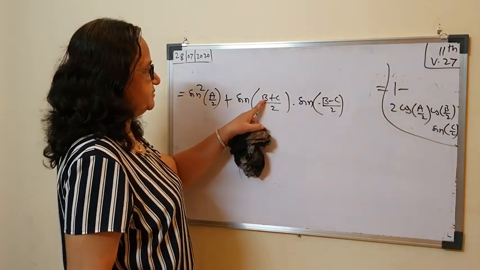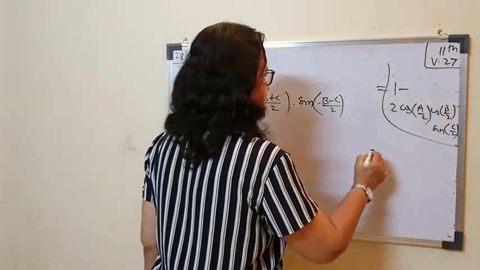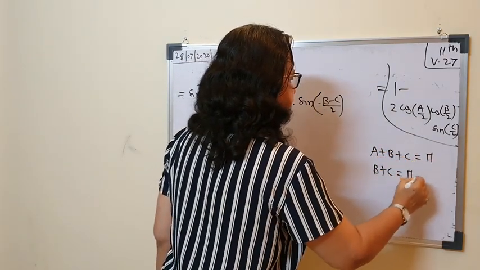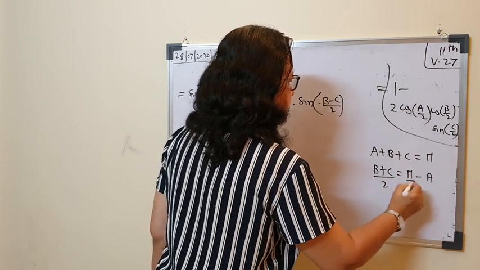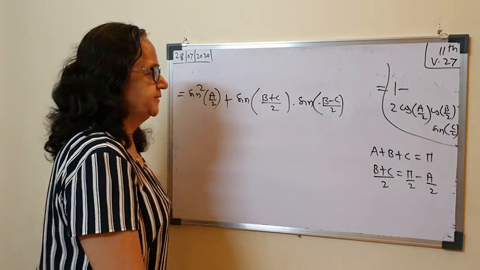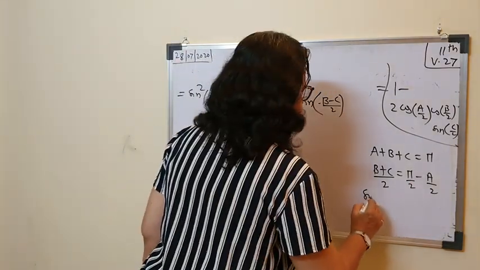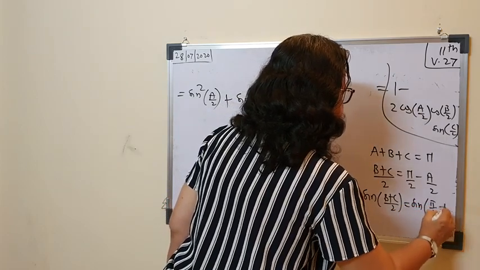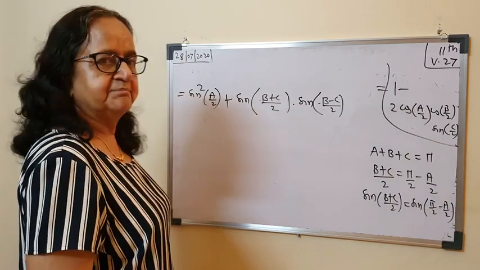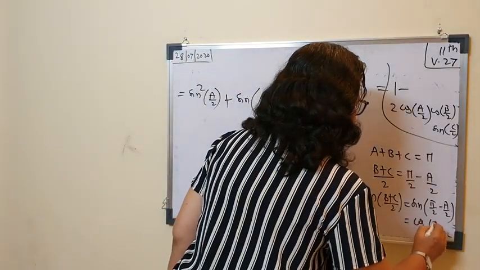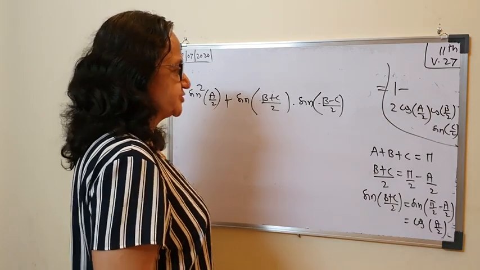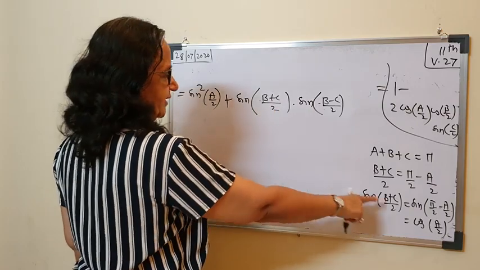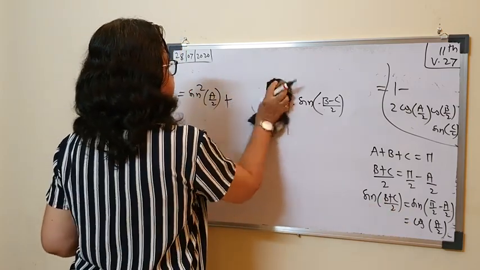Now I will look at this term (b plus c) by 2. So make your usual calculations. A plus b plus c equal to pi. So b plus c will be pi minus a, or (b plus c) upon 2 will be pi upon 2 minus a upon 2. Sine ratio. So sine of (b plus c) upon 2 will be sine of (pi by 2 minus a by 2). Pi by 2, so sine became cos, angle is a by 2. And I am in the first quadrant, so positive. So for sine (b plus c) by 2, I am going to put cos a by 2. So you write the next step, and this becomes cos a by 2.